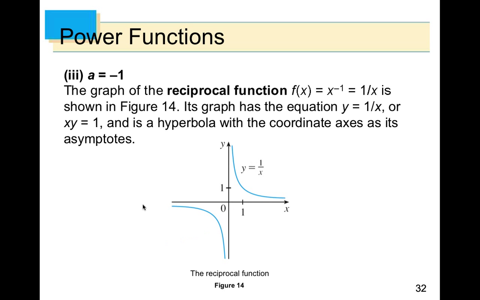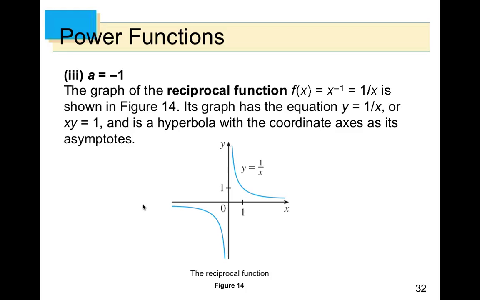The third case that we're going to deal with is when a equals negative 1. If you remember, whenever you have a negative exponent, the way that you make it positive is to take the reciprocal, and that's why these are called reciprocal functions. So f of x equals x to the negative 1 turns into 1 over x. And when we start dealing with variables in the denominator of functions, that's when we start getting asymptotes and other kinds of restrictions.